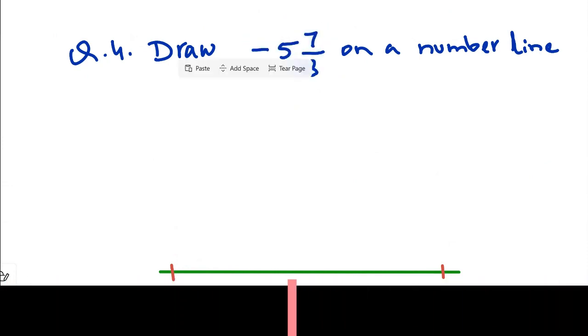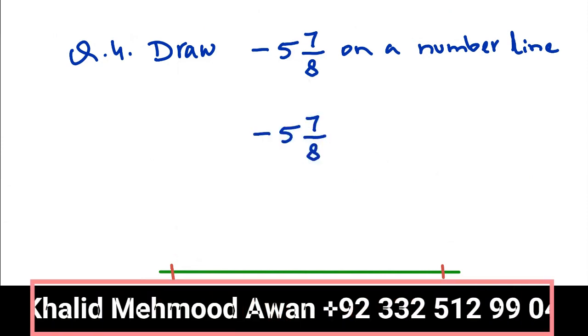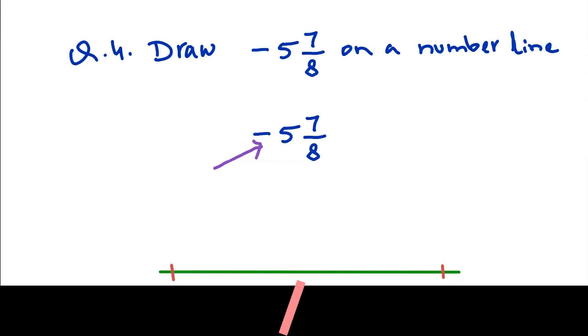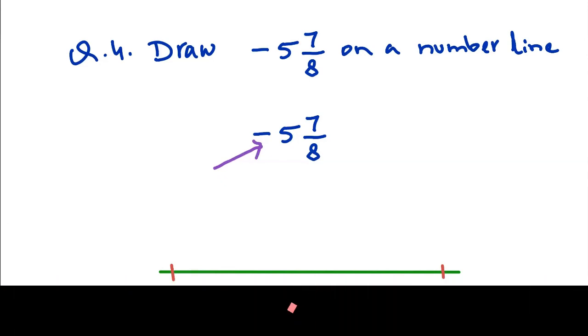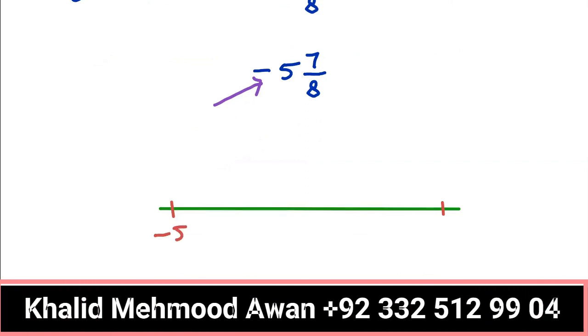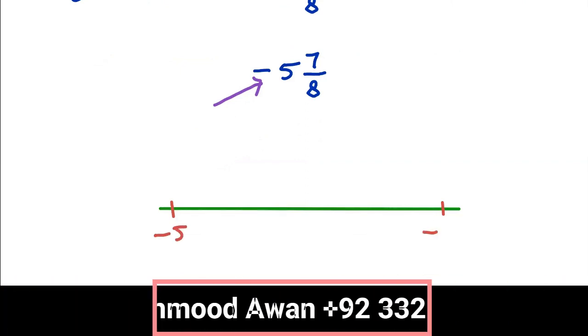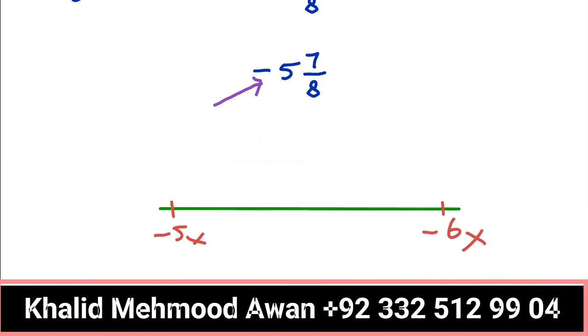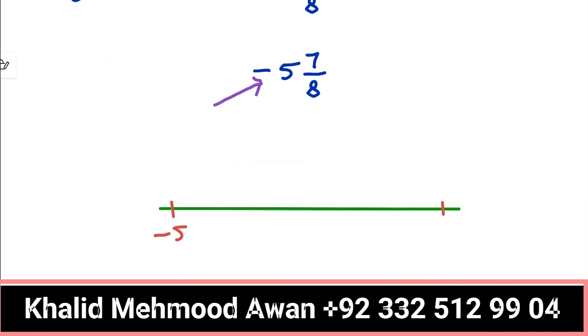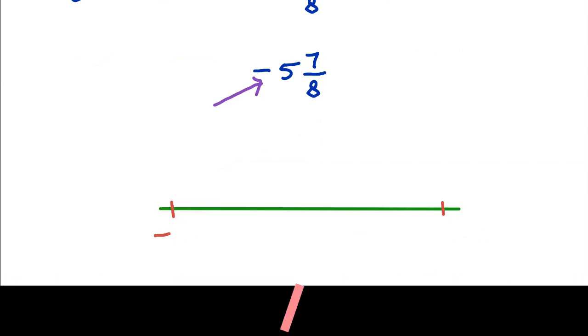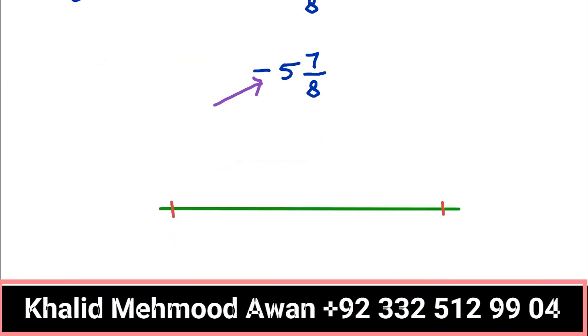So we are drawing this on a number line, but before that we see that there is negative 5 as the whole number. So that's why we'll be starting from negative 5. Writing negative 5 and then moving towards negative 6 would be wrong. Why is that wrong? Because we already discussed that a negative number must go from right to left. Oh, sorry, right to left.